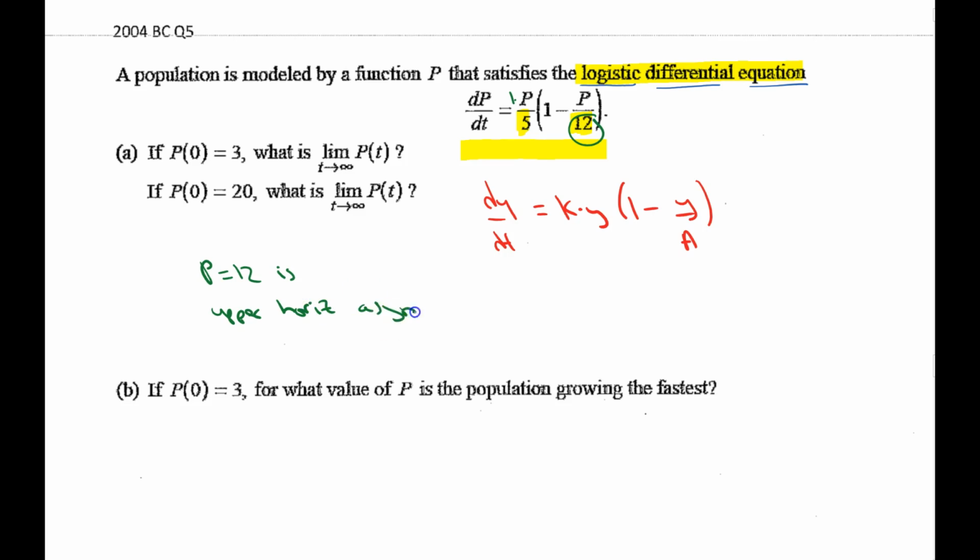In other words, for a logistic differential equation, a logistic growth function, the initial value doesn't change the upper horizontal asymptote. So really, in this case, we know that the limit as t approaches positive infinity of P of t in both cases is positive 12.